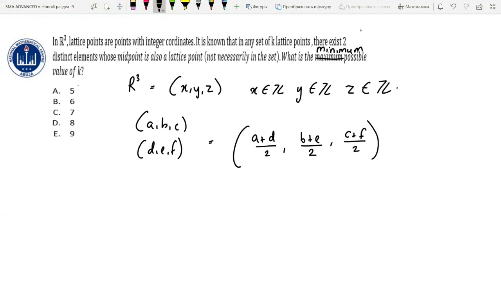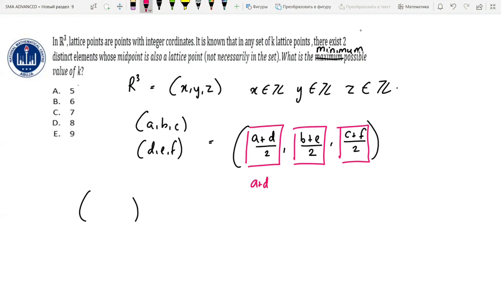So it says, what is the minimum possible value of k? So what is the smallest number of lattice points we can have, such that among those points there will be two whose midpoint is also a lattice point? So remember, for the midpoint to be a lattice point, each of these terms has to be an integer. So what does that mean? It means that A plus D should be a multiple of 2, B plus E should also be a multiple of 2, and C plus F should also be a multiple of 2.